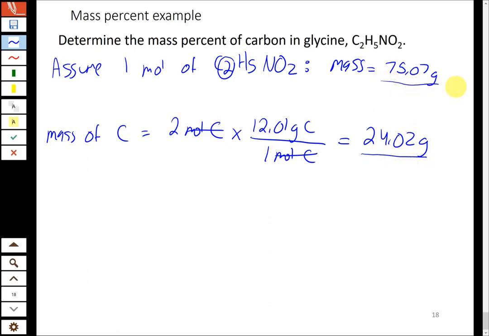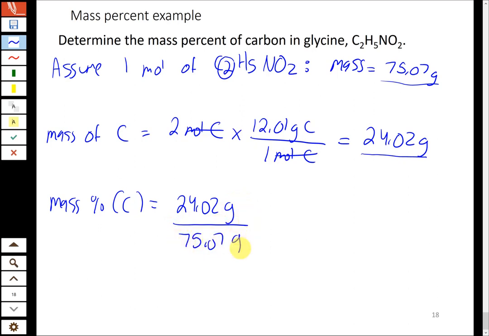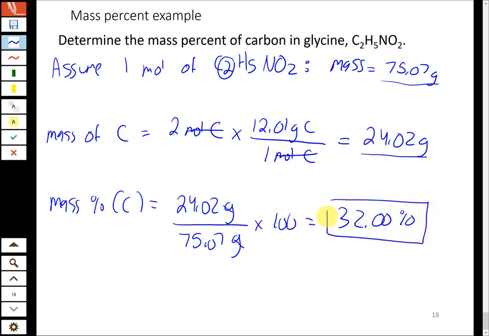All right, so now we have the mass of the element in 1 mole. We have the mass of the compound in 1 mole, which is the molar mass, and so we can just calculate the mass percent using the definition of it. Mass percent of carbon is 24.02 grams of carbon divided by the mass of the compound, which is 75.07 grams, multiplied by 100. So grams cancel out. They both need to be in the same unit, of course. And that works out to 32.00%. So that means by mass, 32% of this compound is carbon.